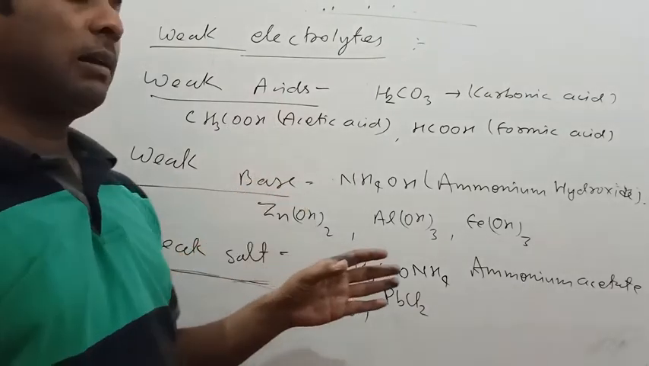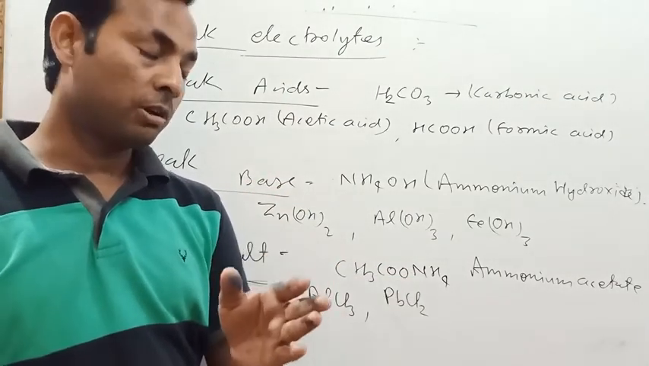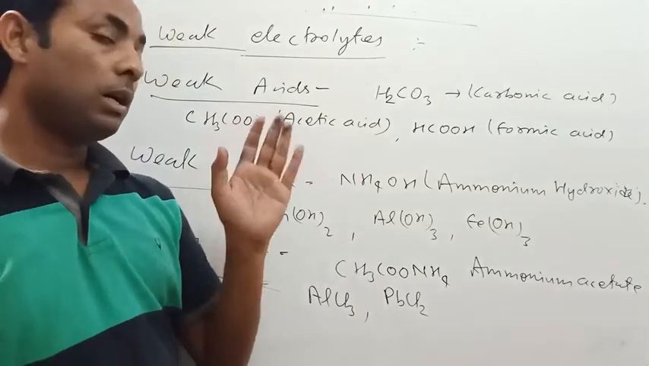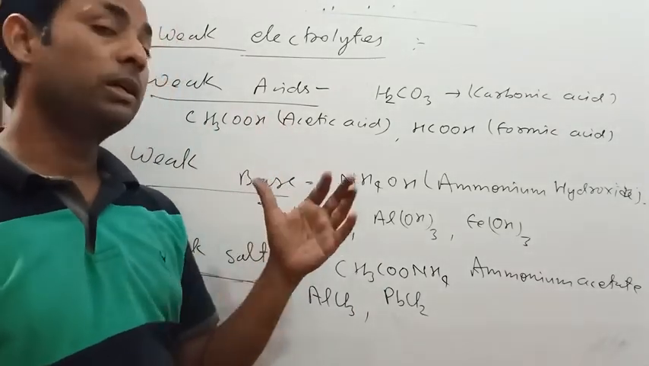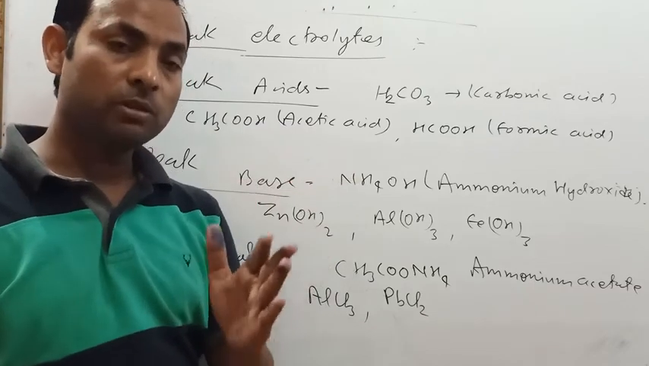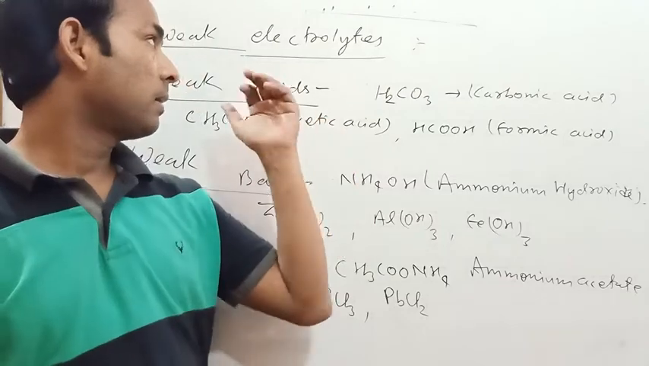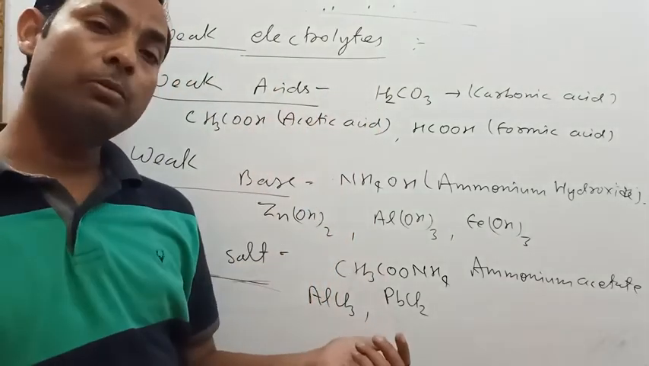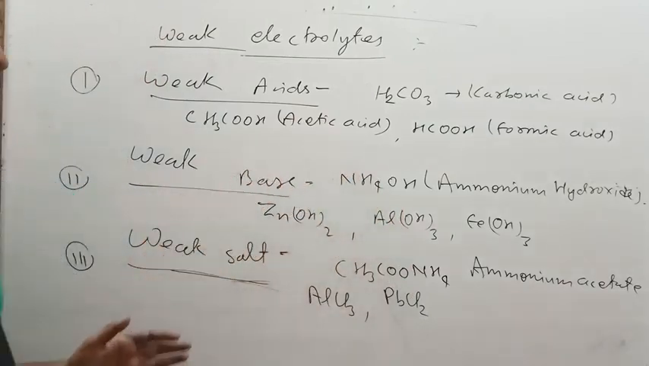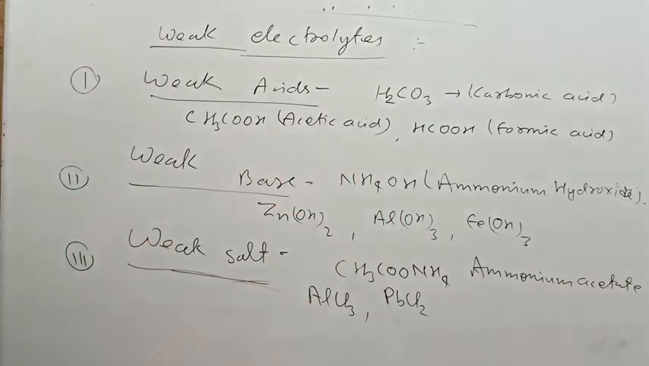So I have already classified strong electrolytes into three types: strong acid, strong base, strong salt. Similarly, weak electrolytes are also weak acid, weak base, and weak salt. So please write all the examples. These are very, very important for you. Please take a screenshot.